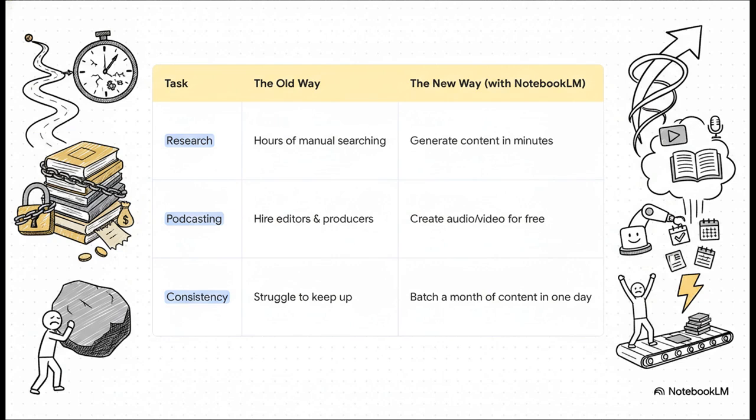I mean, just look at the difference. The old way was just a grind, right? It was slow, it was expensive, it was hard to maintain. The new way is fast, it's automated, and it lets you batch create an entire month's worth of multi-format content. We're talking videos, podcasts, articles, all in a single day. This is a fundamental shift in productivity.